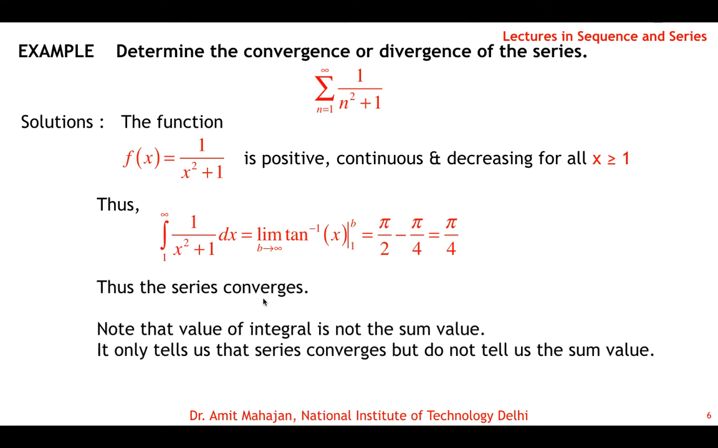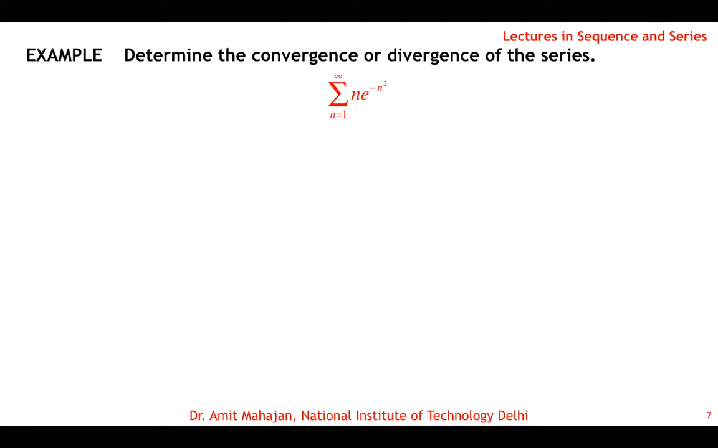But remember that the value of the integral is not the sum value of this series. This test only says that if this gives a finite value, then the series is convergent. It does not mean that this series sum is equal to pi by 4. No, that is not true. So we can only check convergence or divergence by this method without calculating the sum value. Okay, so let us take one more example here.